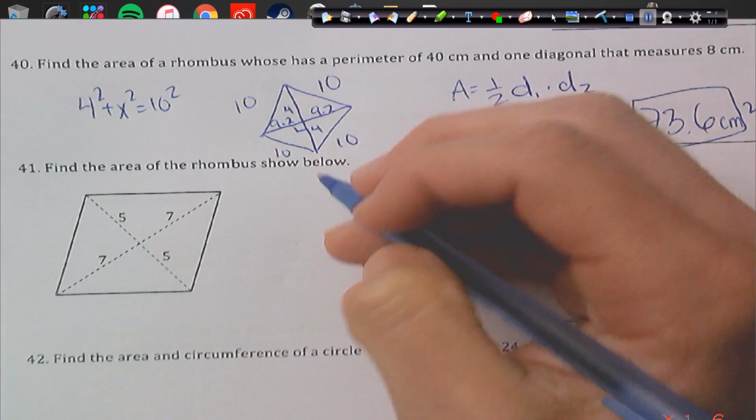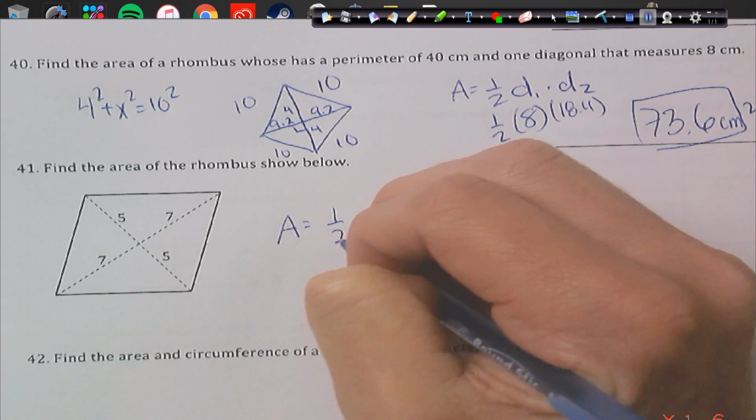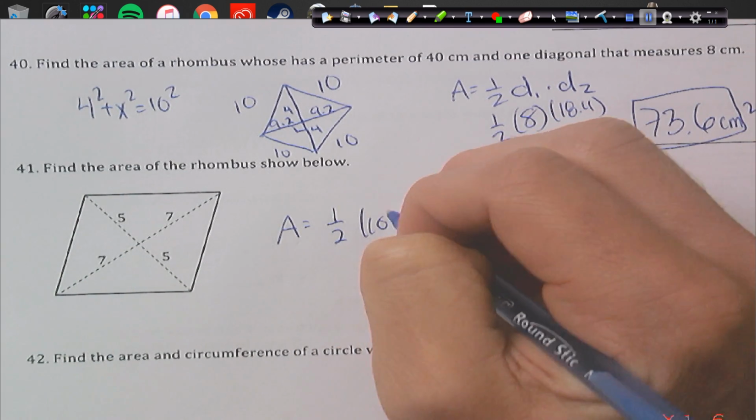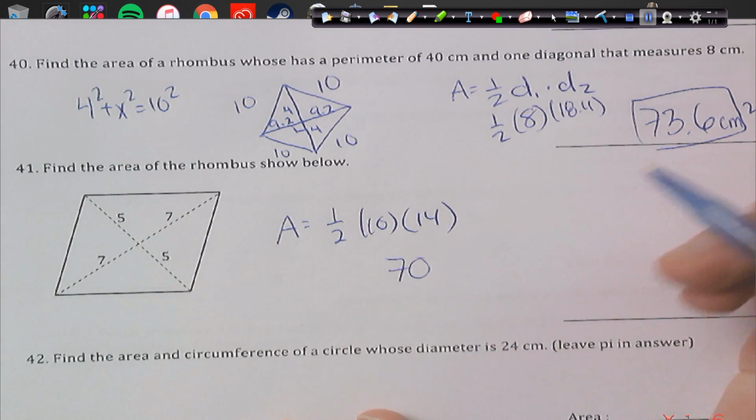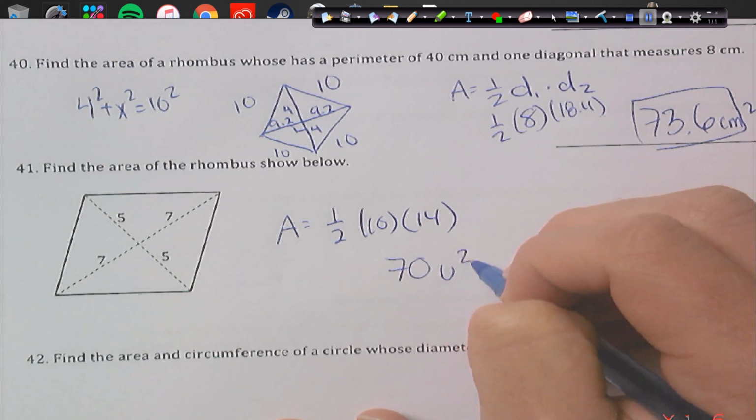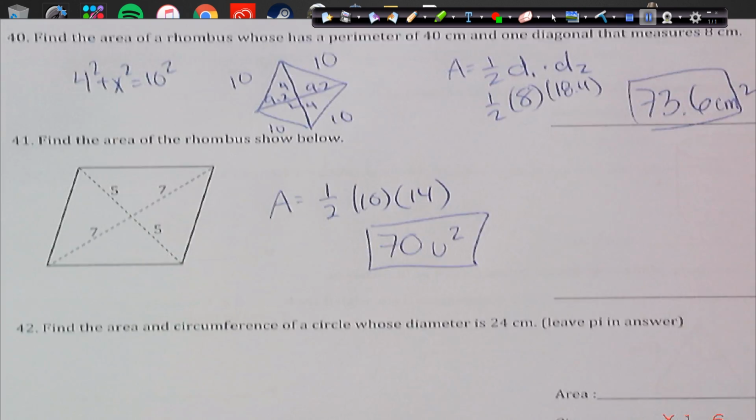Find the area of the rhombus shown below. This one's much easier. Not sure why they gave us a harder one than an easier one, but we can deal. 10 and 14. So that's half of 140, I believe. We're just going to end up with 70 square units. That one's really easy.